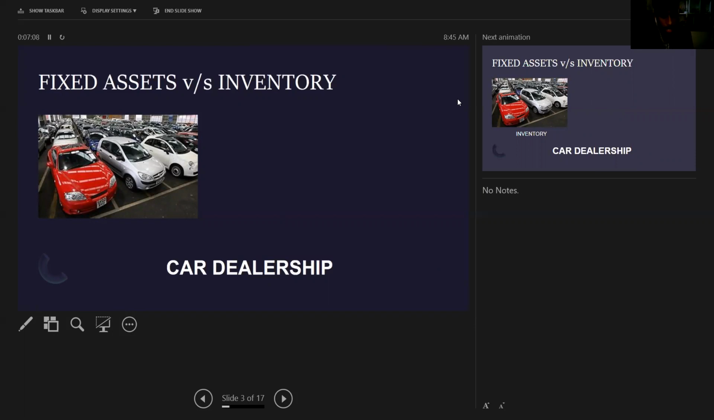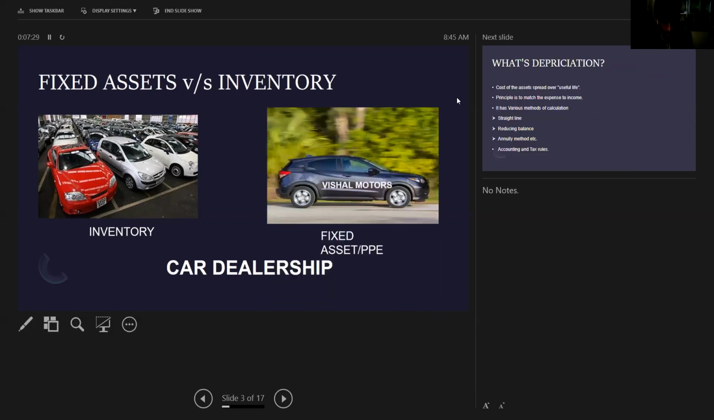For example, a car dealership buys and sells cars to generate income. These cars are bought by the business for selling them as quickly as possible at a profit. So they are part of stock, or inventory. At the same time, the dealership will also have its own cars for the use of the business. Those cars will be part of business fixed assets. It is the business purpose of the item that determines whether it is a fixed asset or inventory.